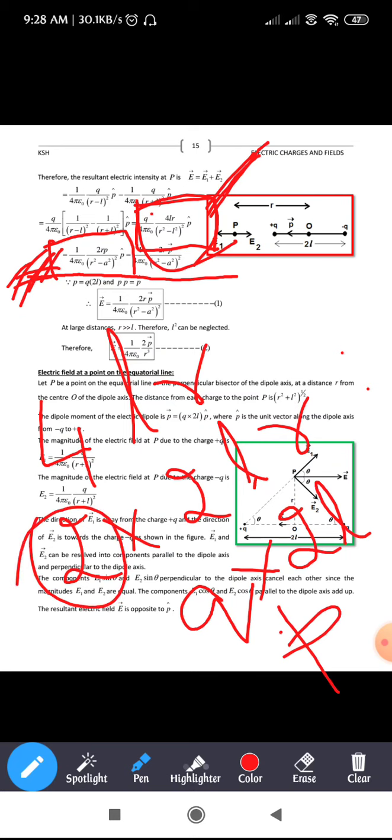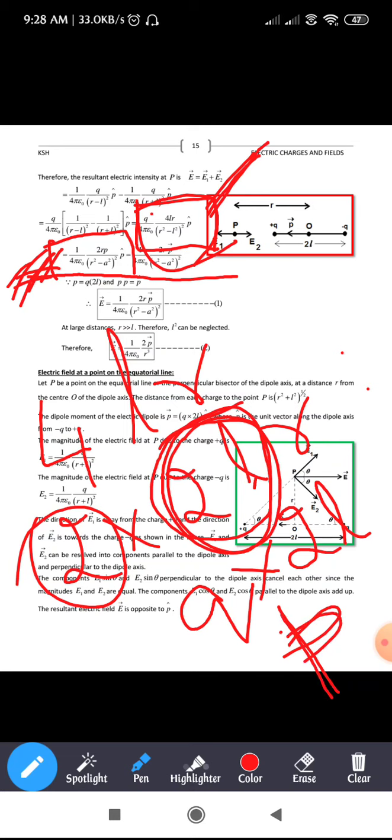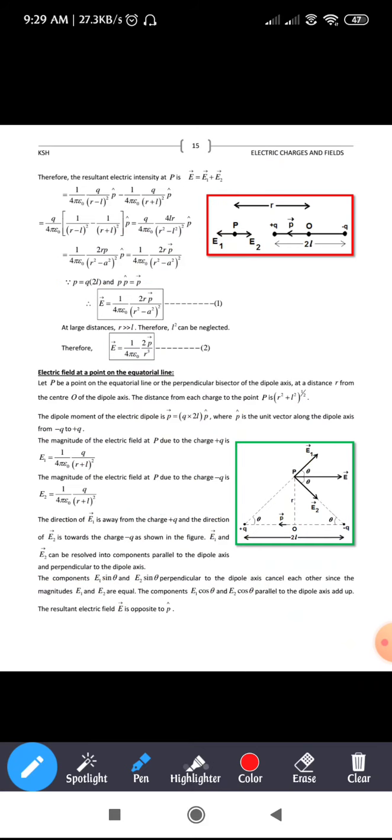Okay, so see here, sorry, I just made a mistake. This 2l and q comes out to be replaced by small p. And which is the left out term here? The left out term is nothing but this 2 and r here. So that is why in this step it has come out to be 1 by 4 pi epsilon naught into 2rp divided by r square minus a square to the power whole square into p cap. Okay, so that is the thing there.